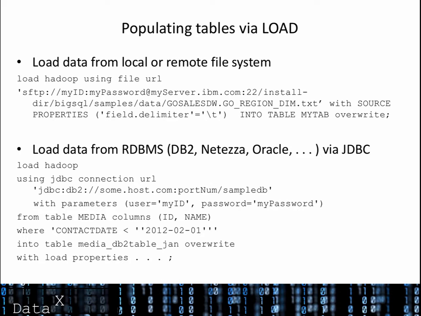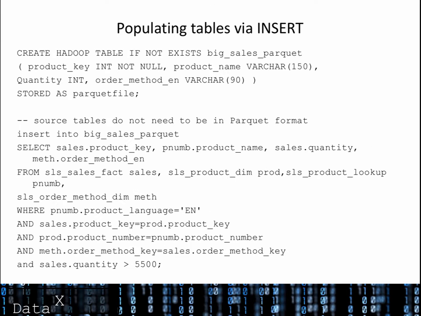The second form, shown at the bottom, enables programmers to establish a JDBC connection to a remote relational database, query one or more tables in that database, and use the query results to populate a Big SQL table. I've hard-coded connection information in this example to make it easy for you to follow.